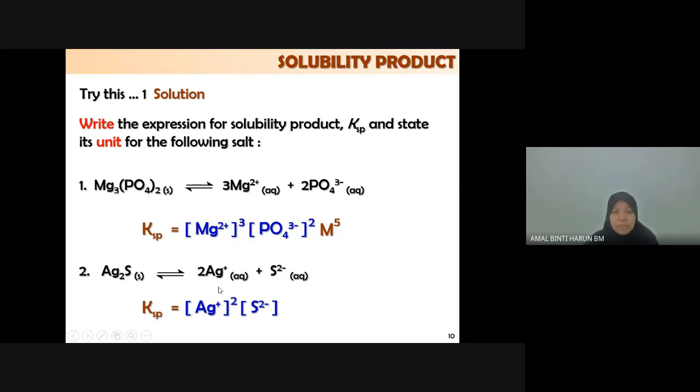Sama juga dengan silver plus, power of 2 sebab coefficient dia 2, S2 minus power of 1, coefficient dia 1. So jangan careless dekat sini, nanti kita salah substitute, salah lah KSP.